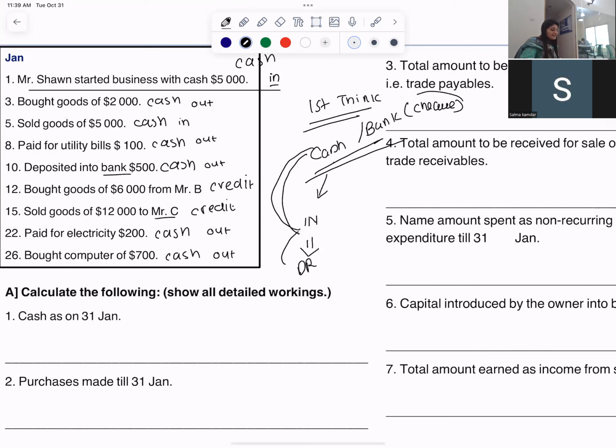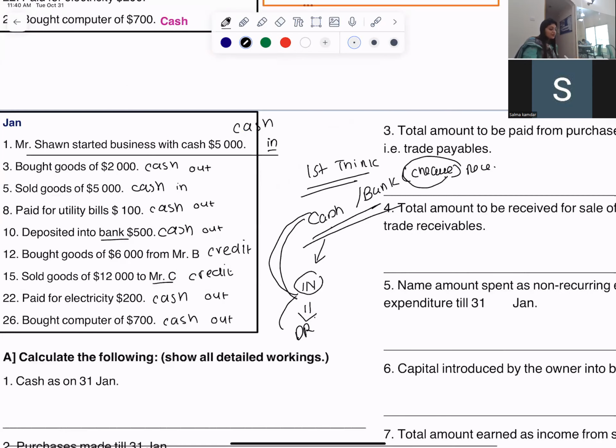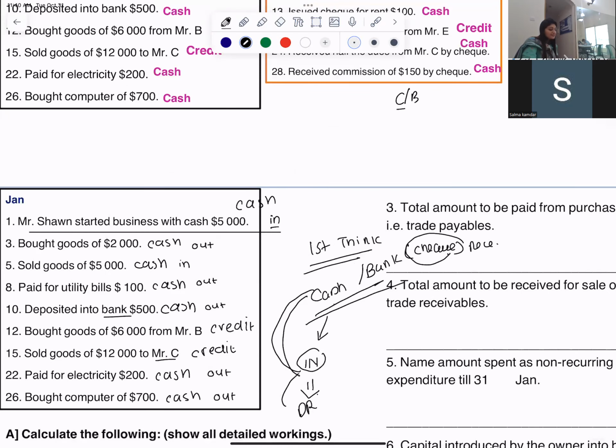If a check is coming, you are receiving a check, if it is coming in, then what will you do? Debit. So the first thinking point is always cash or bank. If it is coming in the business, then cash or bank would be debit. If money is going out of the business, then cash or bank would be credited.